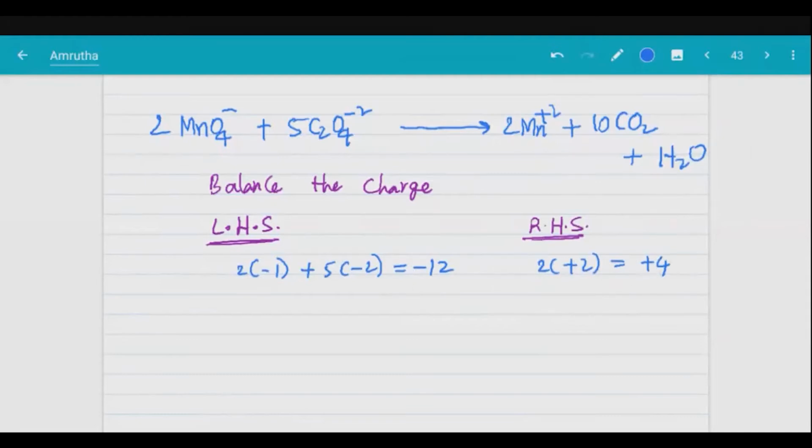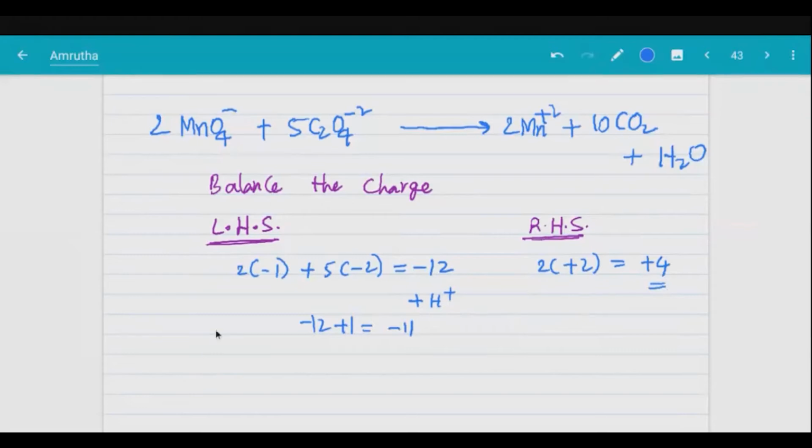Sir, how do we balance charge? So very simple. We ignored H plus, right? You add H plus. But how many H plus should I add so that both sides will get balanced? Shall I add +1 H plus? H plus charge is 1, right? So -12, if I add only +1, I get -11 only. But it should become +4.